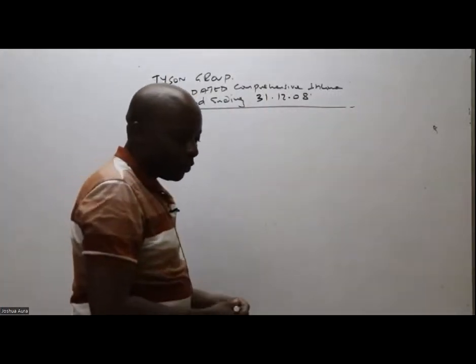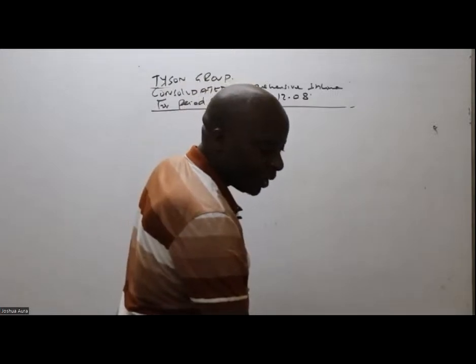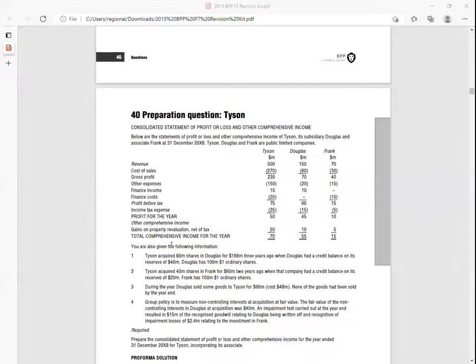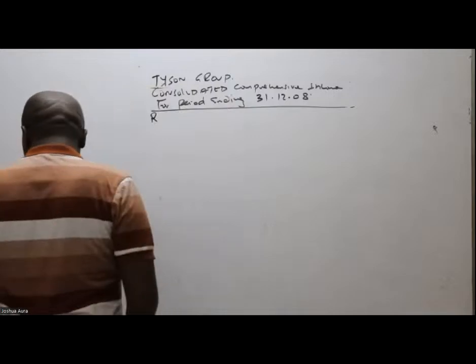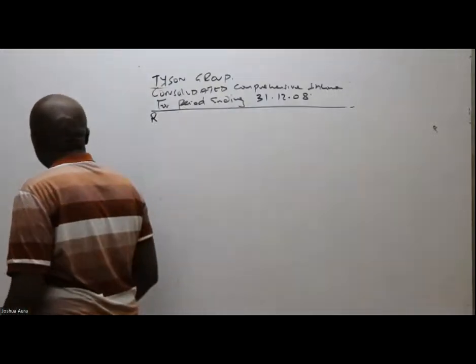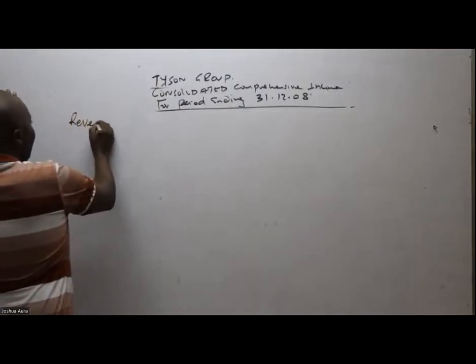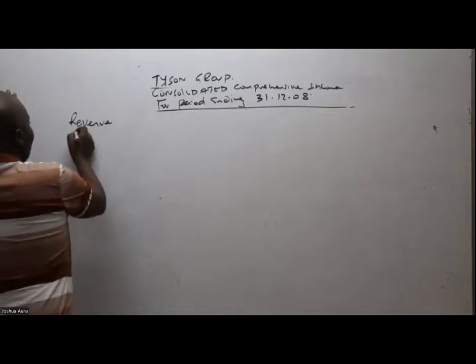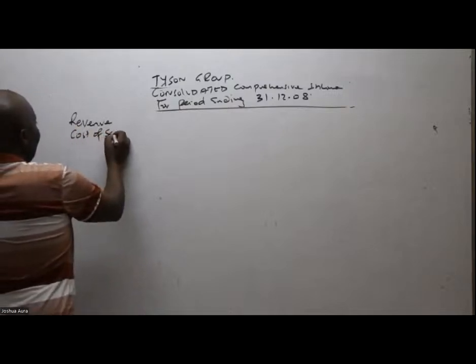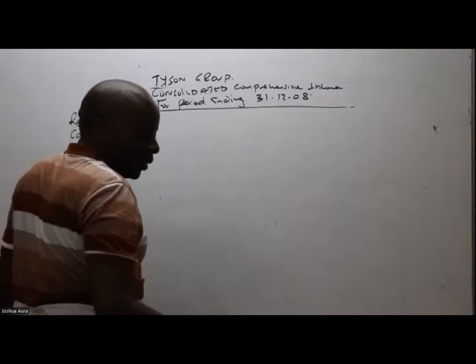Now I'm drawing the proforma. This is how I draw the proforma. I'll simply write everything the way it is, but be a bit generous with space. So I'm copying everything the way it is there. So we have revenue. We have cost of sales. We have gross profit.